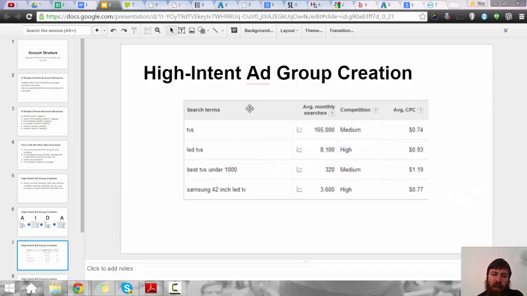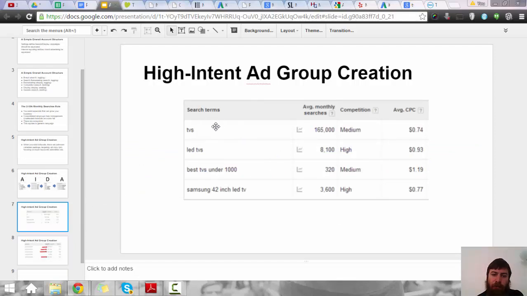So just to give you an idea, I looked up these search volumes. At TVs, you have 165,000 LED TVs. Sure, it's less people are searching for LED TVs, even less for best TVs under $1,000. But this is where the money is. And notice the actual average cost per click. Here's the crazy part: the average cost per click is even less than most of these other keywords. And this is a buying keyword.